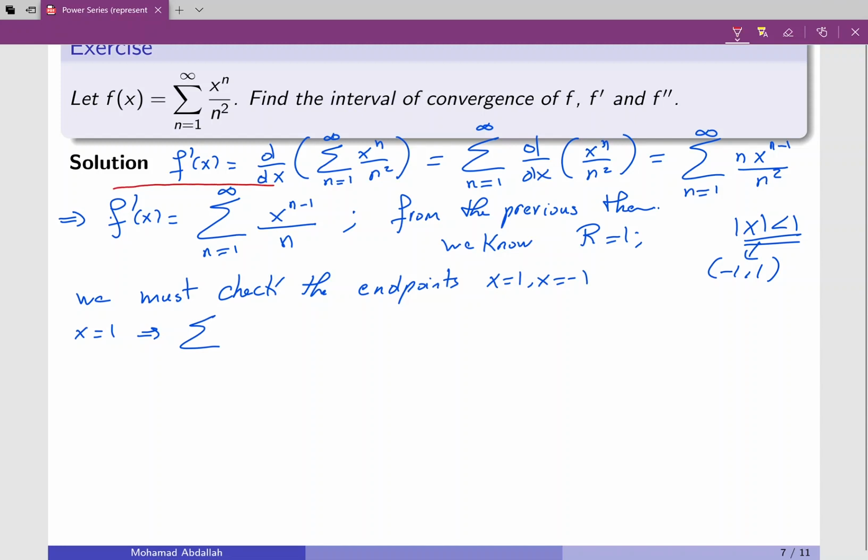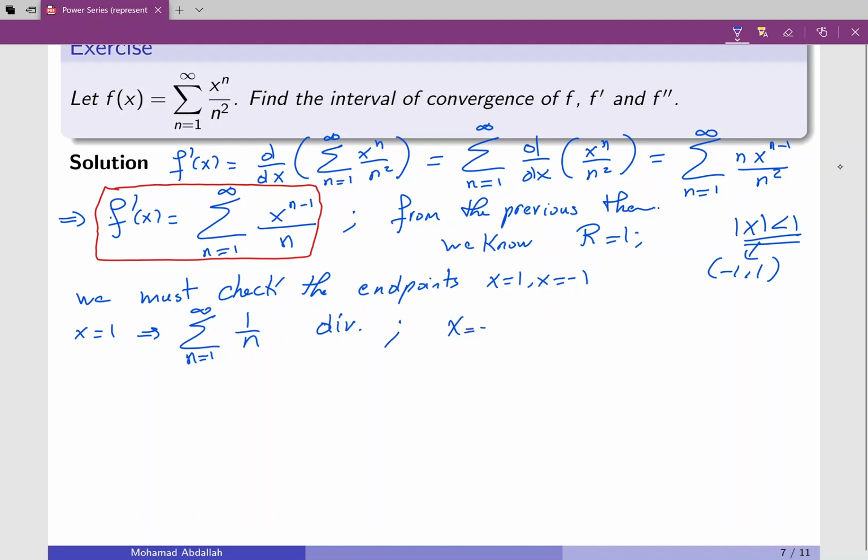This is f prime of x. Looking at this, when x is equal to 1, this is going to be the sum from n equals 1 to infinity of 1 over n. This is the harmonic series, divergent. So I'm not going to include the right endpoint.